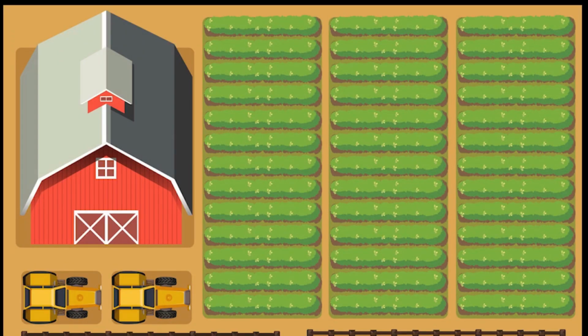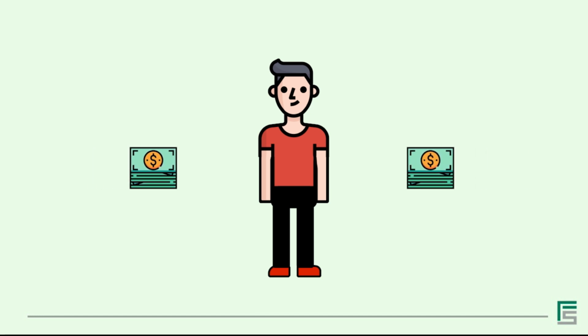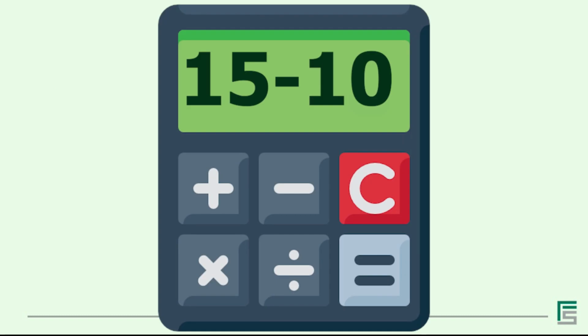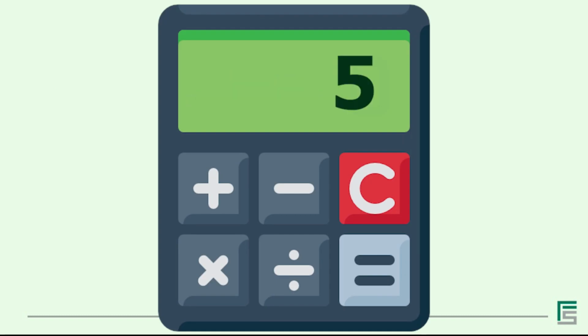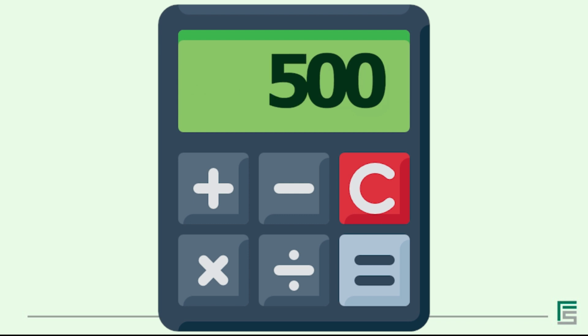So, even if flood occurs and destroys half the produced rice, Ishmam gets the money for the whole 100 square meters of rice produced. Thus, 1 year from now, Ishmam profits 15 minus 10, which is equal to 5 taka per square meter of land, which equals 500 taka total profit.